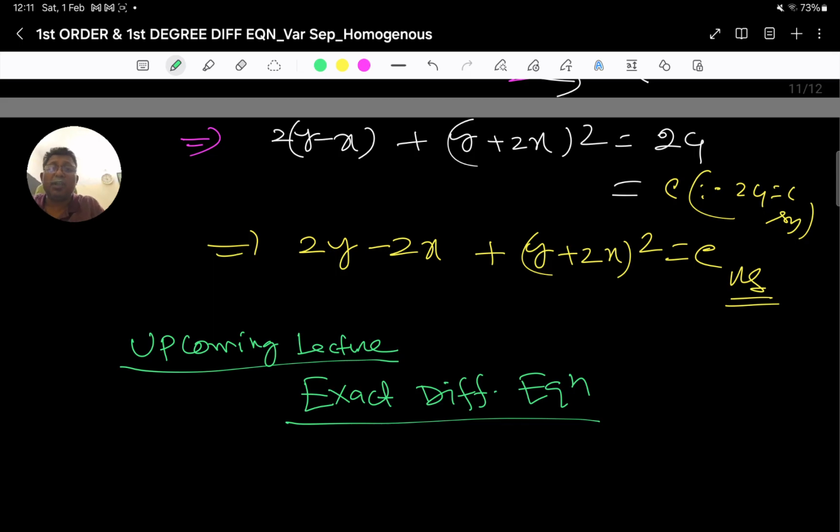Now in our upcoming lecture, we shall discuss the exact differential equation followed by the integrating factor and linear differential equations.